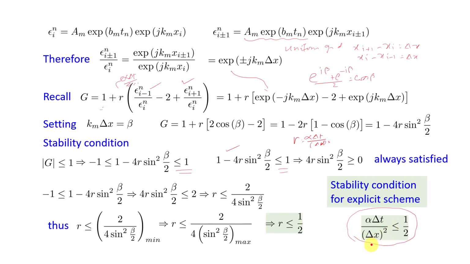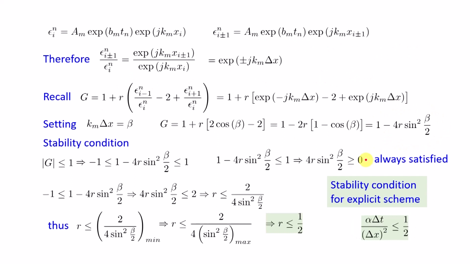If we reduce delta x, we have to reduce delta t also, such that this ratio always remains less than 1 by 2. This is the condition of stability for explicit scheme. Now, this g, we know the expression of g, that is 1 minus 4r sine square beta by 2.